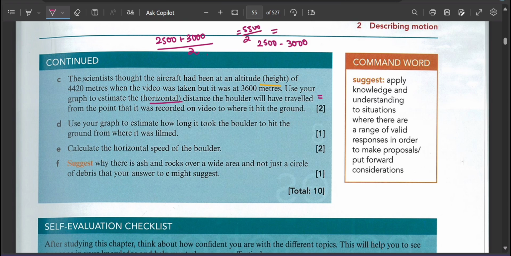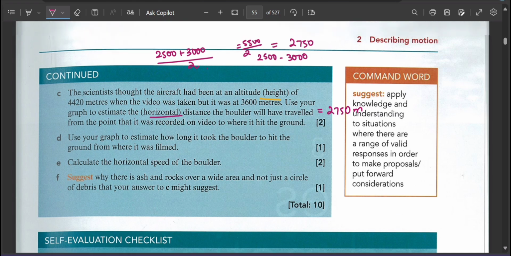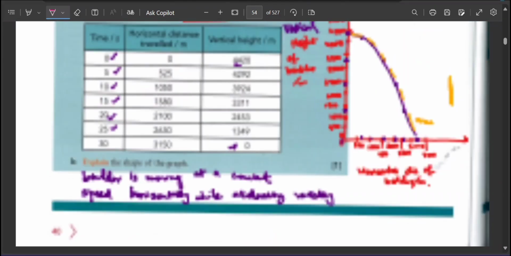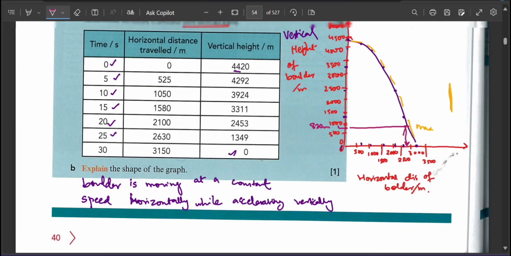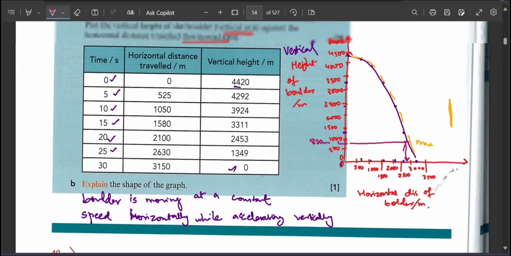Use your graph to estimate how long it took the boulder to hit the ground from where it was filmed. So we can see that it approximately took 25 seconds, and then it fell, that is 30 seconds. So it took a few seconds over here and a few over here, so we can see it approximately took 30 seconds.